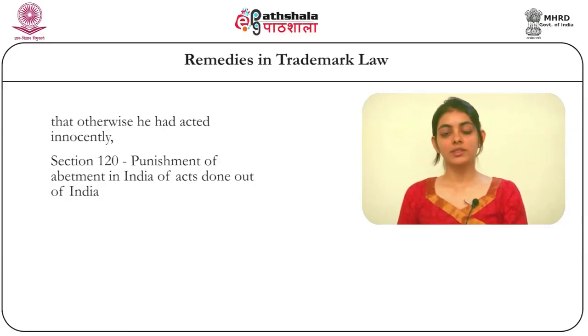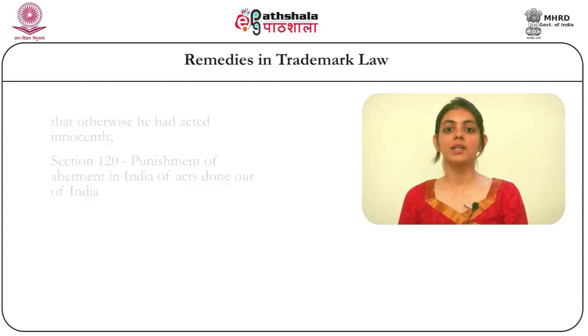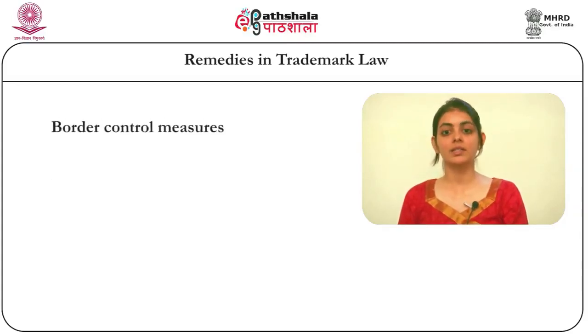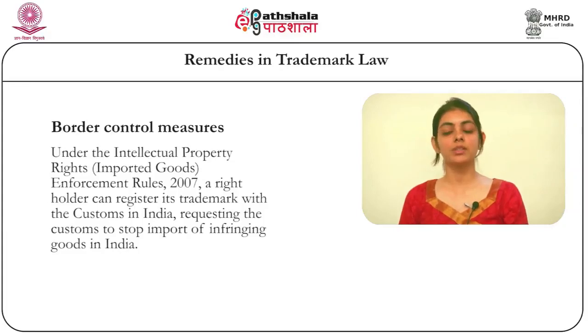We have now concluded the section on criminal remedies. We will briefly touch on a third kind of remedy that is available to right holders in India. These are the border control measures. Under the Intellectual Property Rights Imported Goods Enforcement Rules 2007, a right holder can record or register its rights with the customs. The customs in return will identify infringing goods or suspicious goods and inform the right holder to take action. We will now summarize the module for today.